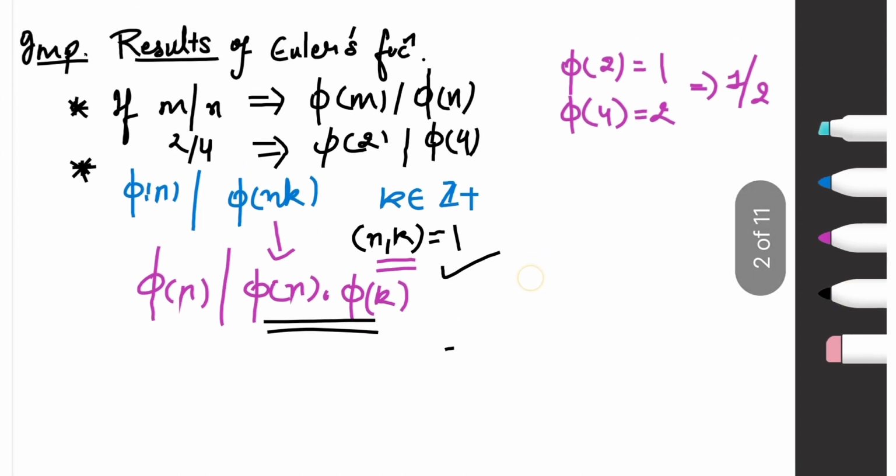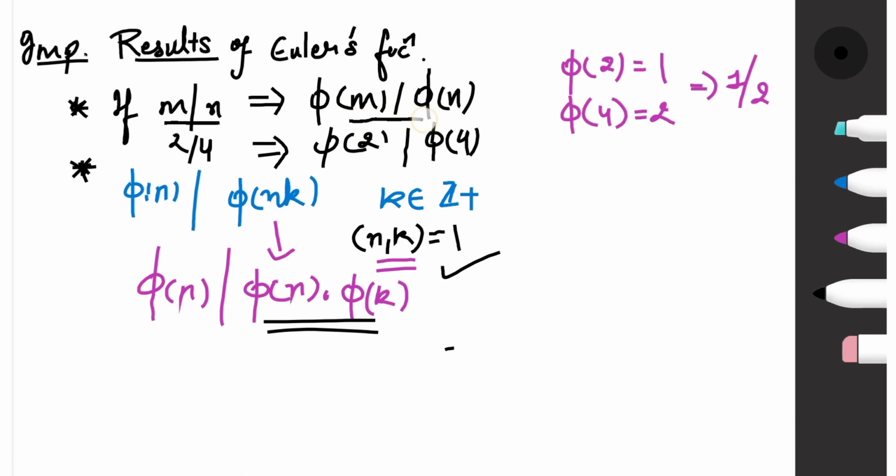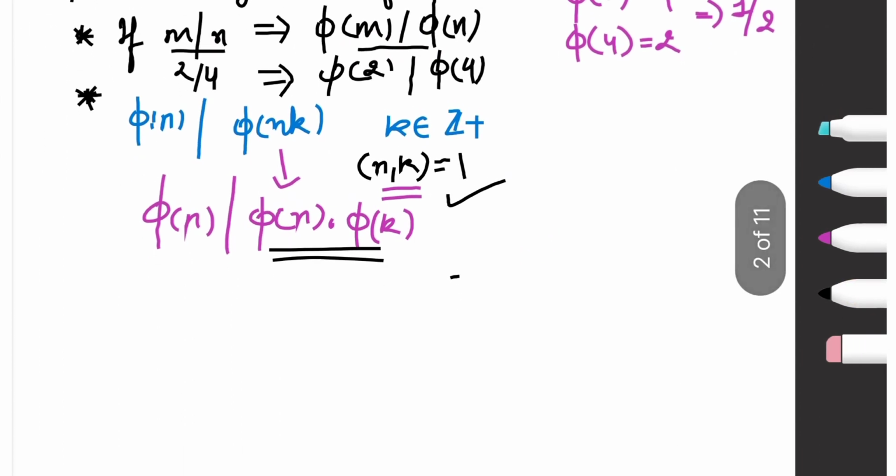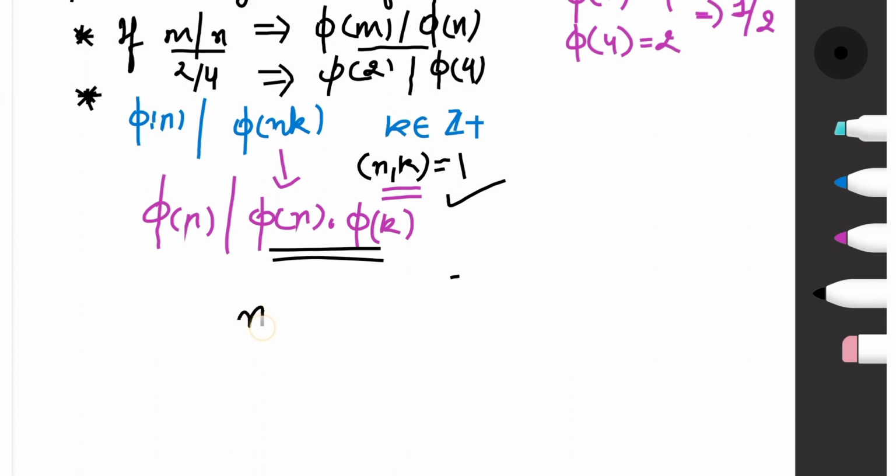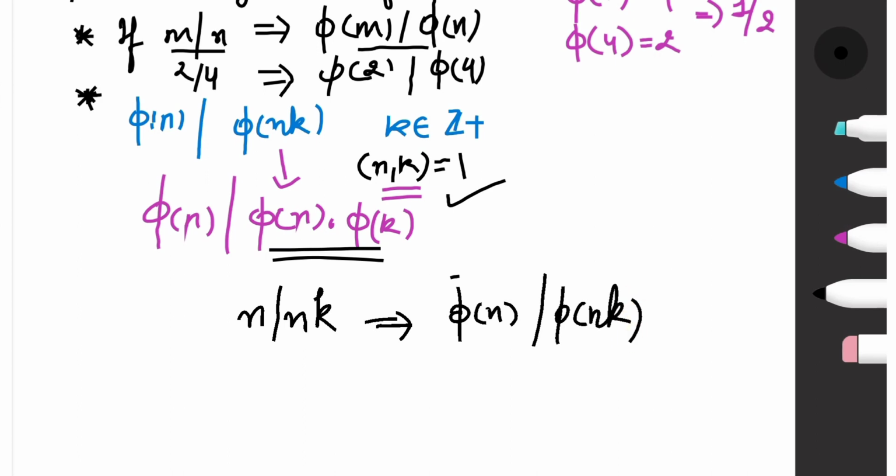I just said that if m divides n, the Euler function values will also divide each other, as we know that n will always divide nk. So this will imply phi of n will divide phi of nk.